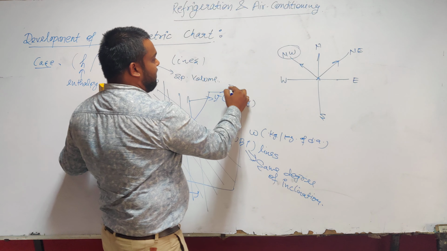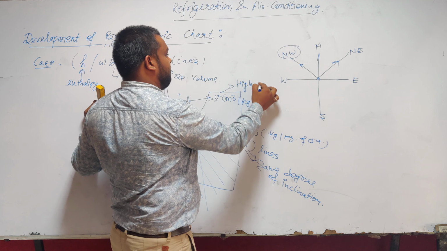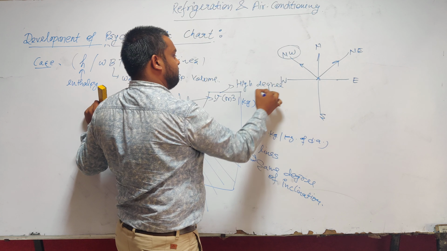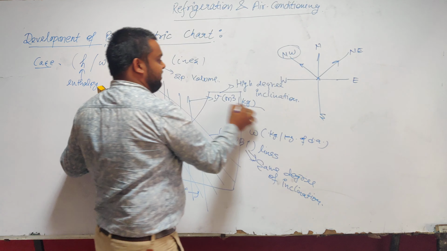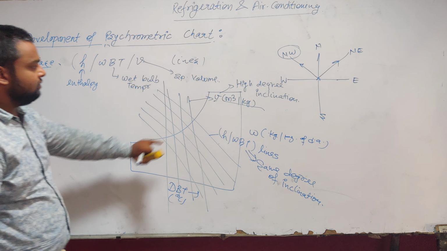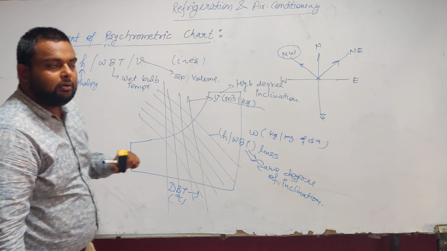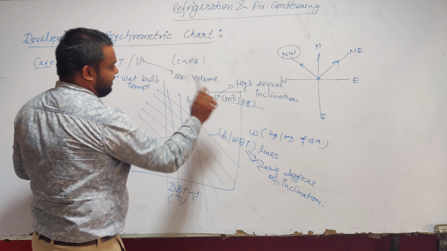Specific volume lines have a higher degree of inclination than H and WBT. So this is the higher degree of inclination, and we can see that the unit of specific volume is cubic meter per kg.